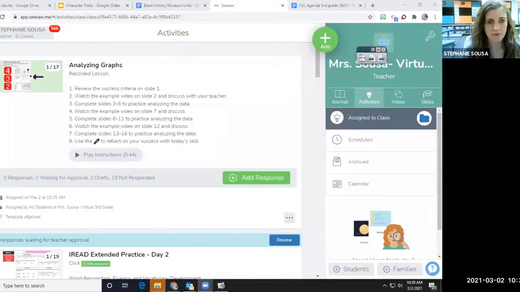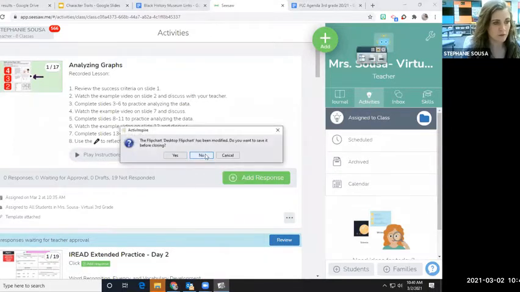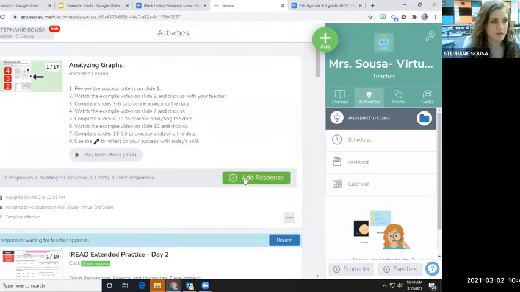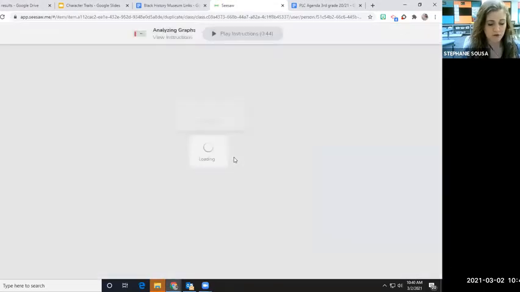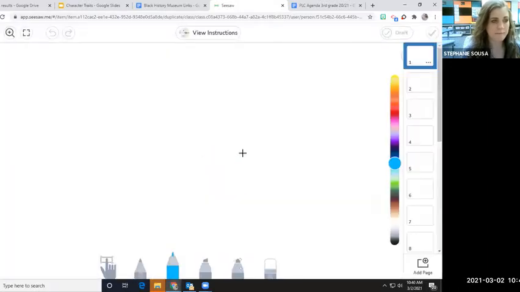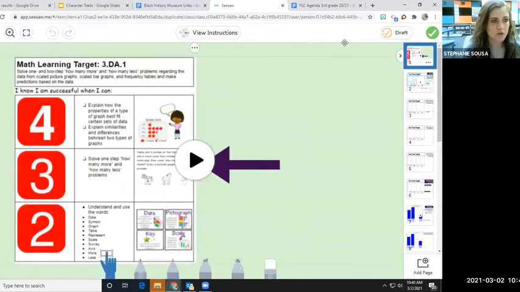Analyzing graphs, check it out. On Seesaw, click that activity, refresh your feed, click on that add response. We're going to take a look at analyzing our 3 types of graphs today. Okay. As you're pulling that up, please listen to your success criteria.